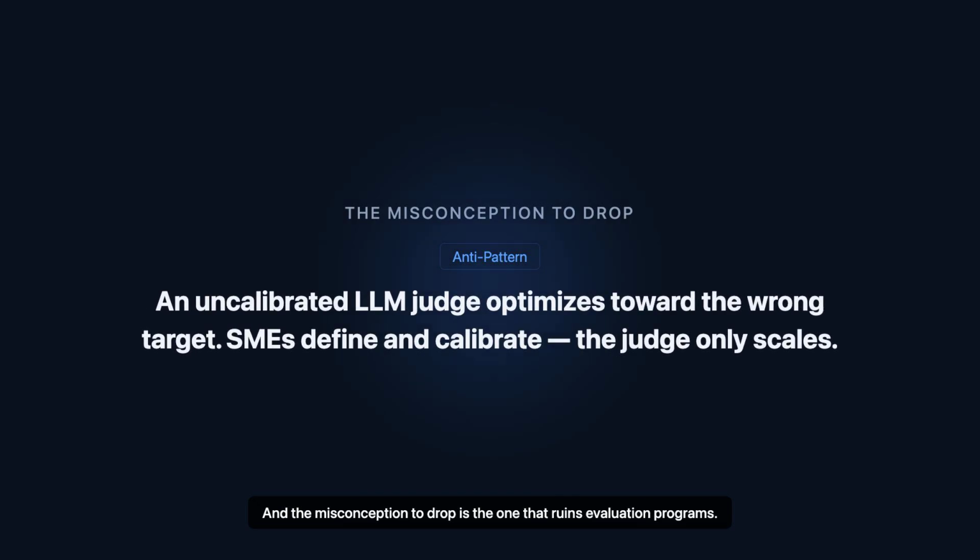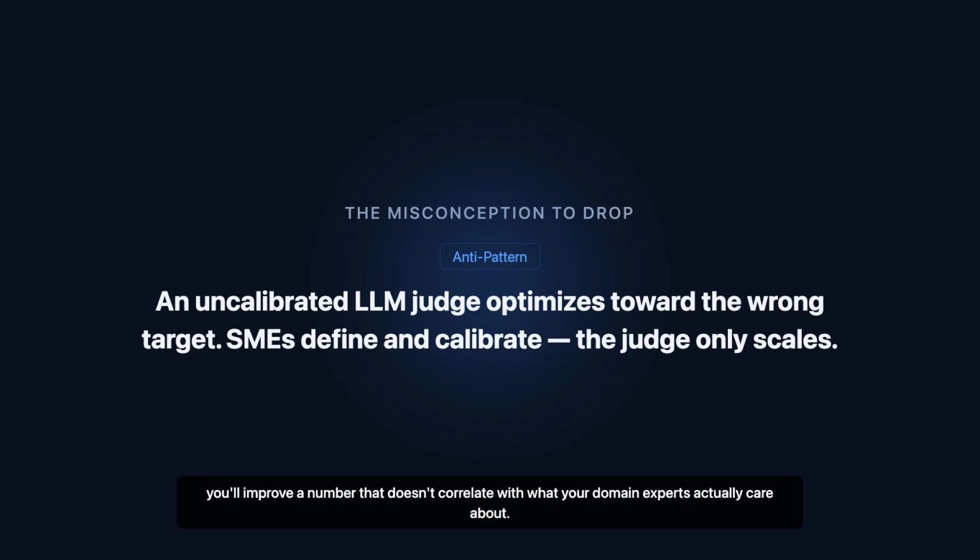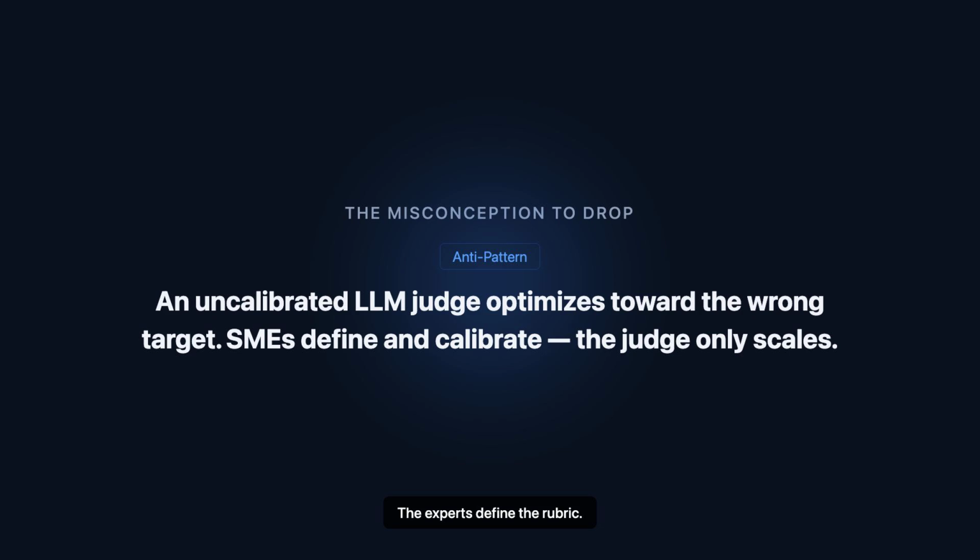And the misconception to drop is the one that ruins evaluation programs. An uncalibrated LLM judge optimizes your model toward the wrong target. If you wire up a generic LLM judge with a vague prompt and start tuning your retrieval pipeline against its scores, you'll improve a number that doesn't correlate with what your domain experts actually care about. The experts define the rubric. The experts calibrate the judge. The judge then scales the judgment across thousands of traces. That order is the difference between an evaluation program that converges and one that drifts.